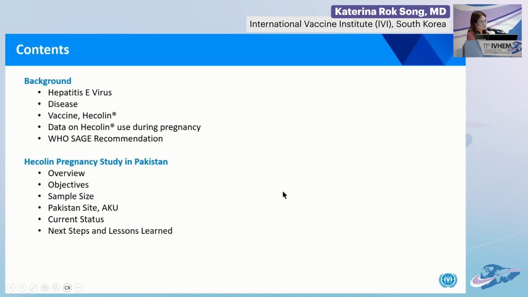So I would like to share about our clinical trial among pregnant participants with the Hecolin vaccine, that is the hepatitis E virus vaccine. For the contents, I would like to share a little bit about the background, the virus, disease, and the vaccine, and the use of the vaccine in pregnancy and related recommendations. Right now, we are in the middle of the study, so I will share what we have done so far and its current status.